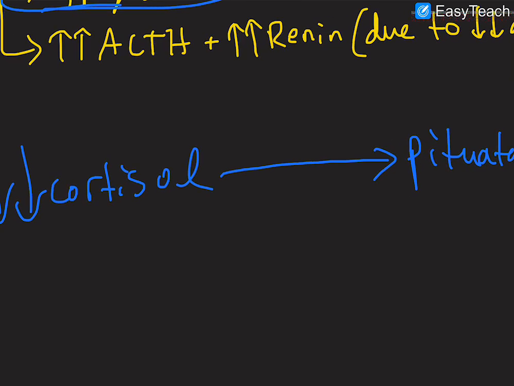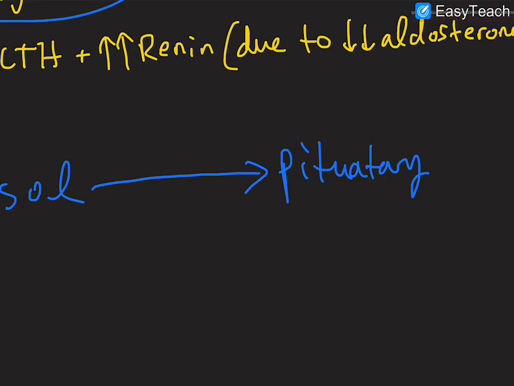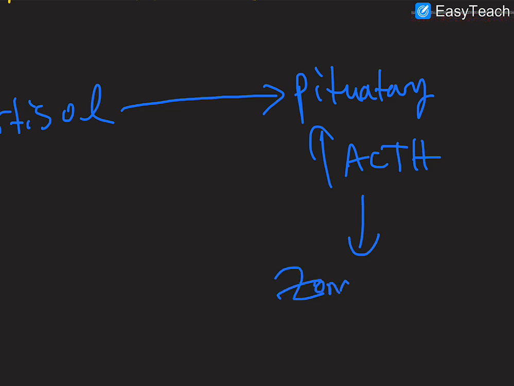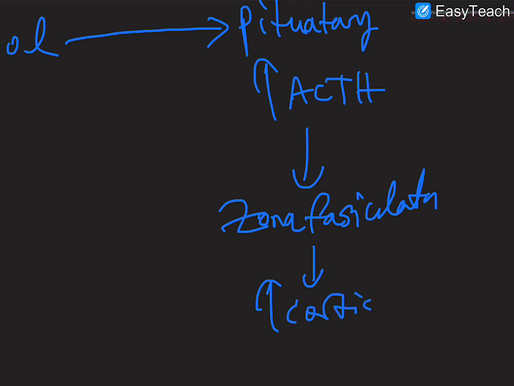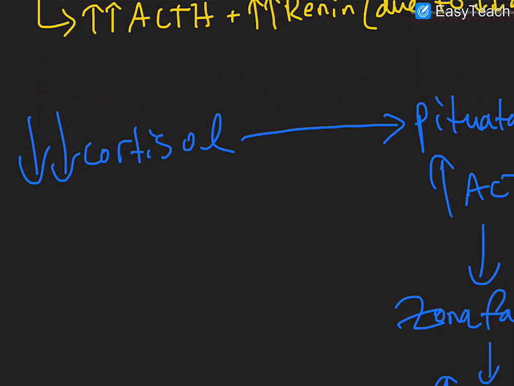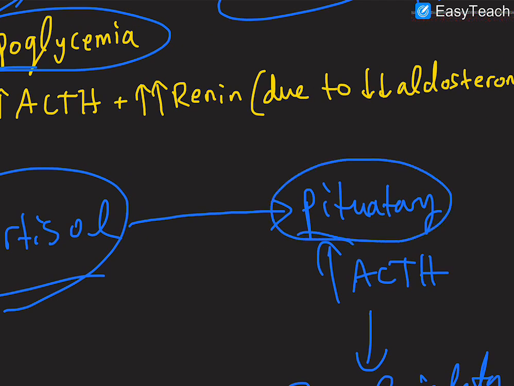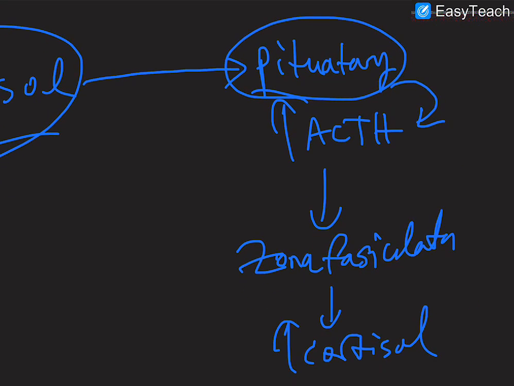So basically, it would be a feedback loop, right? Low cortisol will trigger your pituitary. Your pituitary would be like, okay, well, low cortisol means I need more ACTH in the blood. So your pituitary would release more ACTH. Why? Because what does ACTH do? Remember, ACTH goes to your zona fasciculata and increases cortisol production. That's the job of ACTH. So that's what your pituitary tries to do, right? If you have low cortisol, your pituitary is going to think, okay, let's make more ACTH so that the ACTH can go to the zona fasciculata and produce more cortisol.